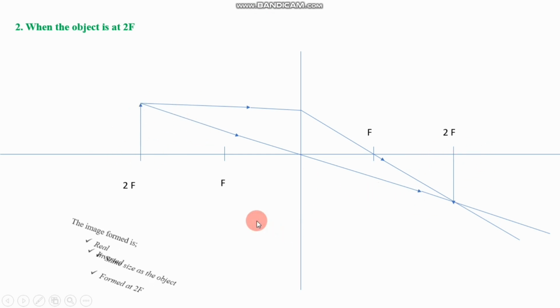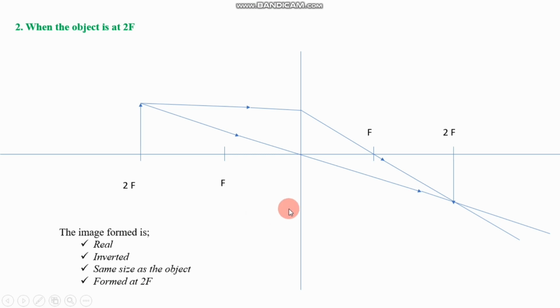So let us look at some of the characteristics. The image is real. The image is inverted. As you can see, it is upside down. The image is the same size as the object. So 2F of the lens is the only position where the lens produces an image that is the same size as the object. Also, as I've said, it is inverted, upside down. So this happens when the object is at 2F.